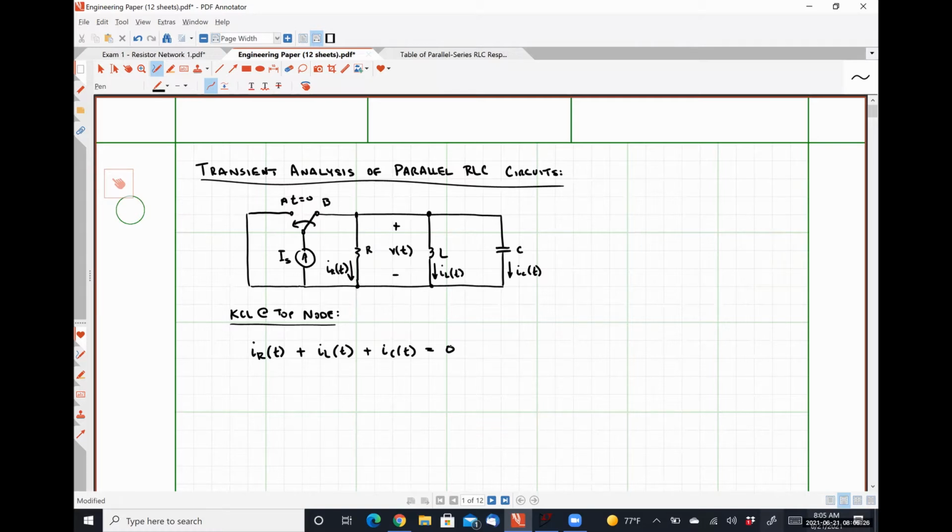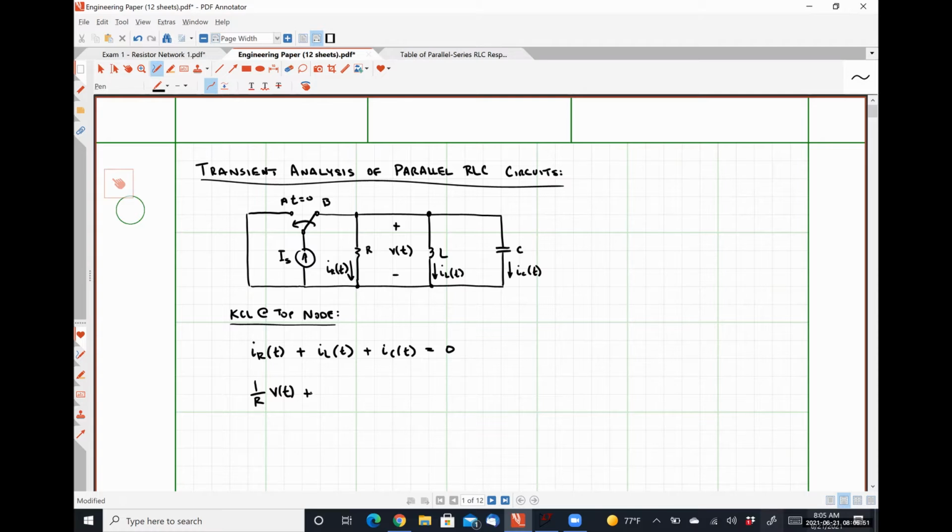I can express all three of those component currents in terms of that common voltage V of t, right? So for instance, IR of t looks like 1 over R times V of t from Ohm's law.